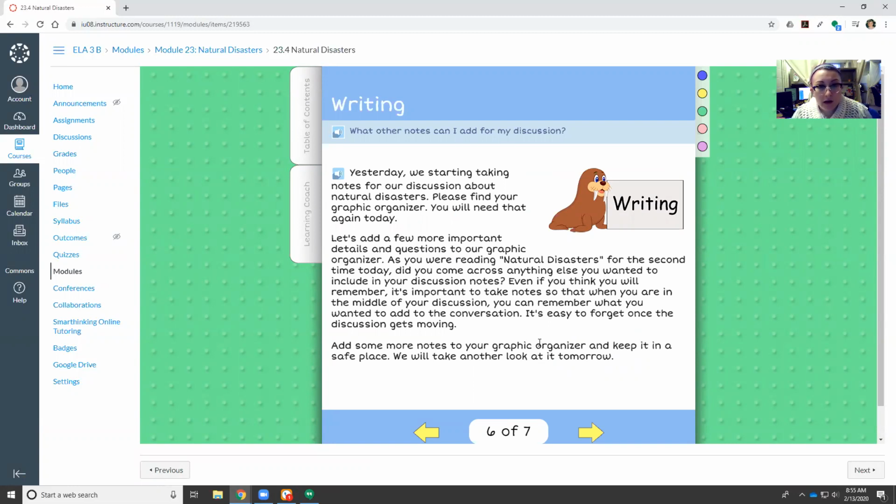Please fill in your graphic organizer. Find your graphic organizer, you need that again. So you're going to add a few more important details and questions. And as you're reading for the second time, take note if you saw anything else you wanted to include. Even if you think you'll remember, it's important to write those things down.